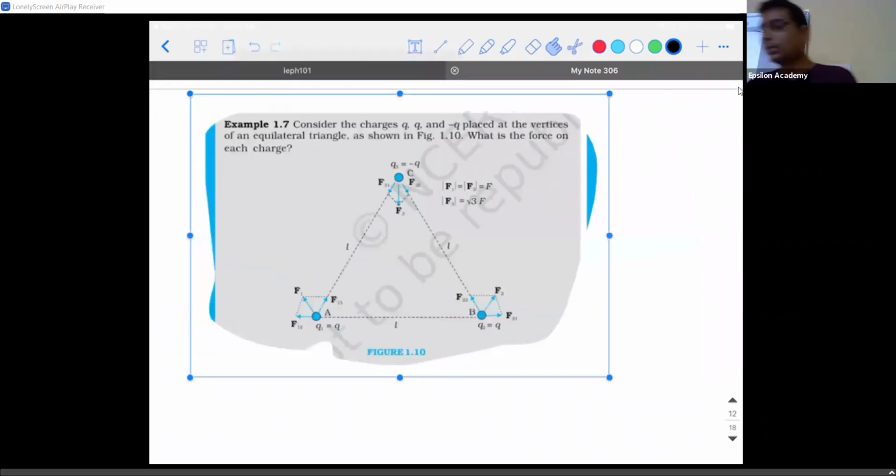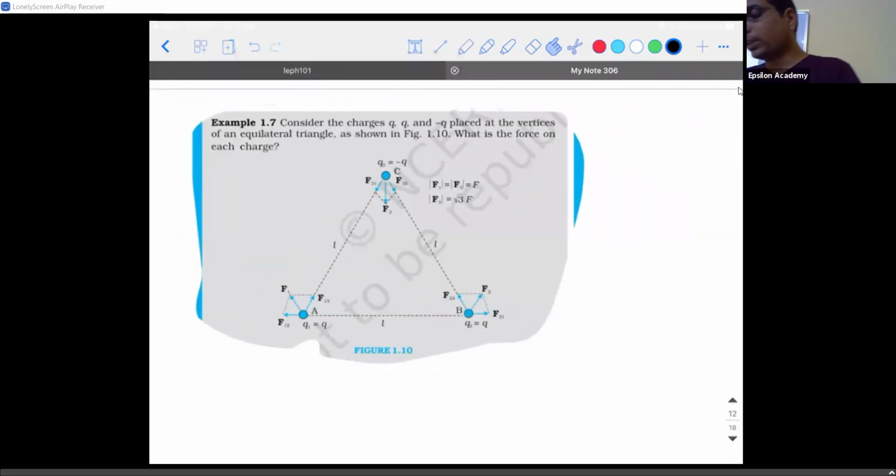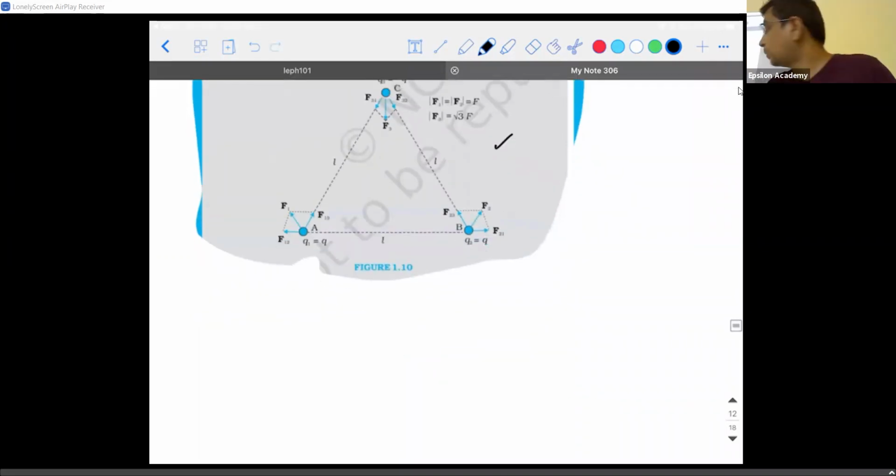So what is the question? Consider three charges Q, Q and minus Q placed at the vertices of an equilateral triangle as shown in figure 1.10. What is the force on each charge? Okay, so I hope you are able to understand the question. How many particle system is this? It's a 3-particle system. Now what are they expecting? If you see the question carefully, what is the force experienced by each charge? In the sense, each charge will experience a force due to the remaining 2 charges, right? So if it is an n-particle system, each charge will experience a force due to the remaining n-1 particles. In a similar way, here each charge will experience the force due to the other 2.